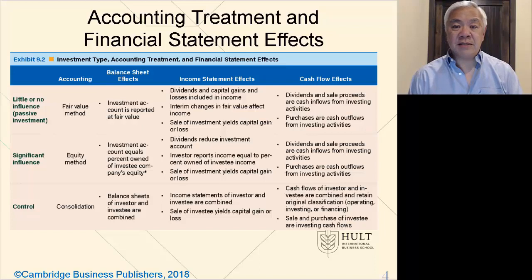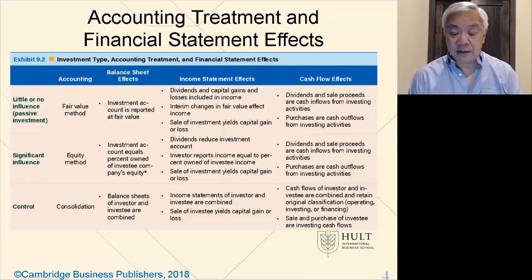On the income statement side, when we receive a dividend, we will record that as dividend income. When we have capital gains and losses from the sale of the stock, we will recognize that as gains and losses on the income statement. And if there is a fair value change, we will show that as an unrealized gain or loss on the portfolio. If there's a sale, there would be capital gain and loss, and so those are the treatments for passive.